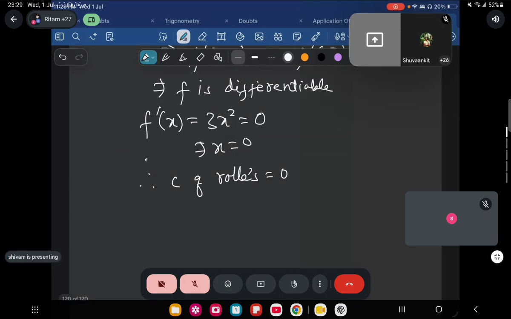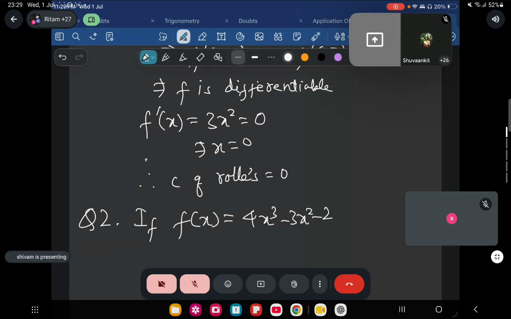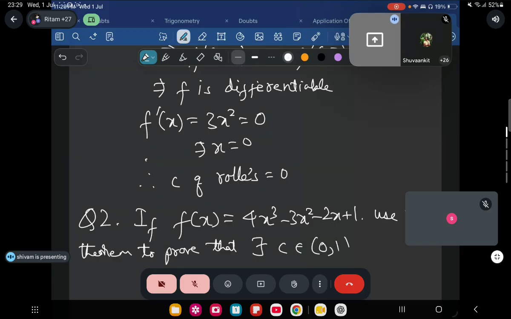Next, let us start. Question number 2. If f of x is equal to 4x cube minus 3x square minus 2x plus 1, use Rolle's theorem to prove that there exists some c belongs to (0, 1) such that f of c is equal to 0.